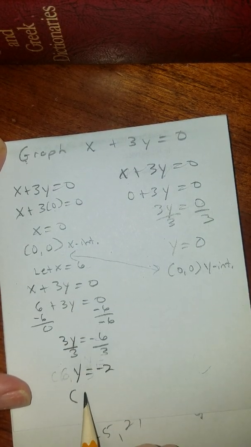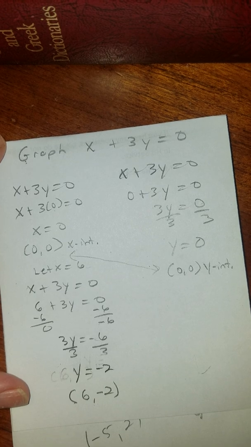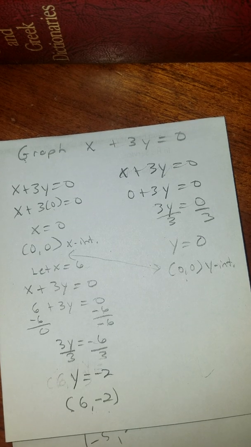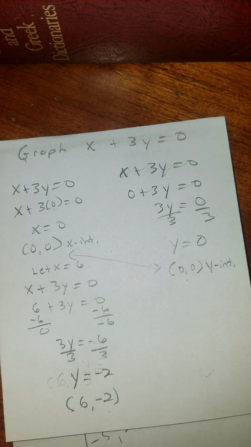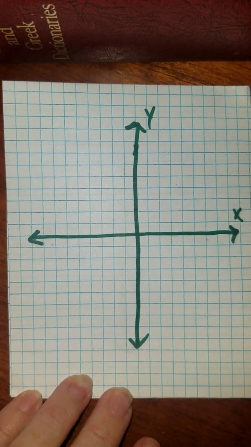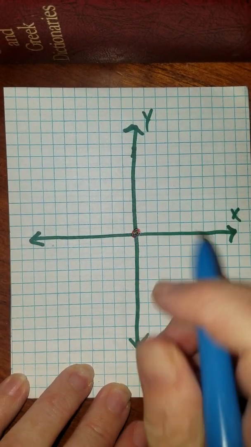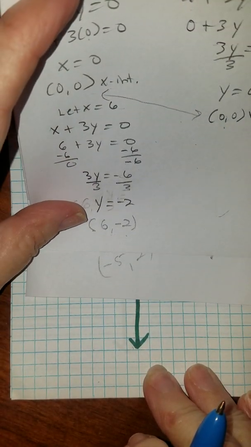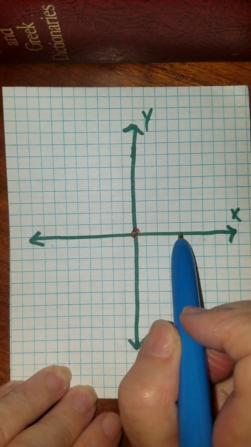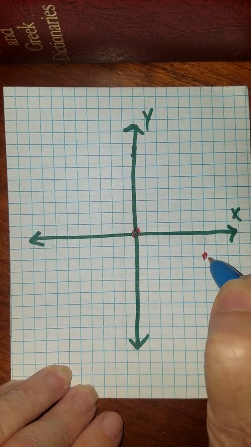So this next point that we did, we let x be 6, so then y became negative 2. So here's our second point. We have the origin and then this point here. We're ready to graph. Our first point was the origin, 0, 0. And our last point was 6, negative 2. So I'm going to go over 6, 1, 2, 3, 4, 5, 6, and down 2. So that is my 6, negative 2.